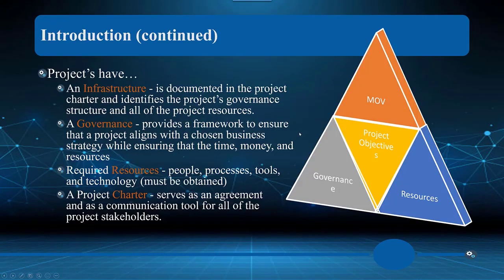So projects, of course, have an infrastructure. Here's a nice diagram. Notice governance and resources creates the foundation, if you will, that builds upon the project objectives. And of course, all of this supports the MOV that we've talked about in the previous chapter. So the infrastructure, documented. You're going to hear this all the time. The infrastructure should be documented. Our governance principles, practices, resources, and charter all need to be documented.